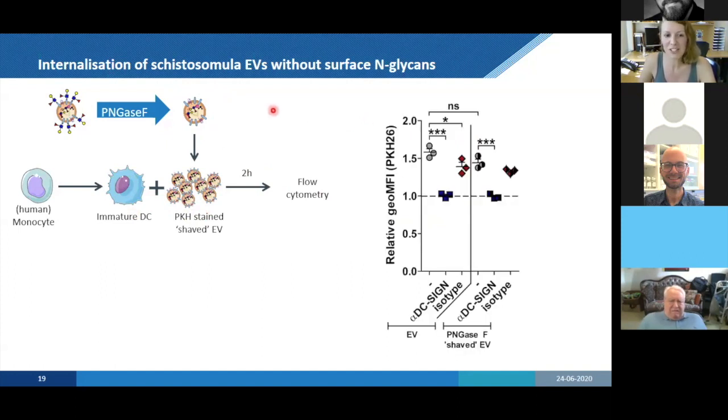And interestingly, on the left side we have the control EVs that are not shaved, and on the right side we have the data from the shaved EVs. And as you can see, there's only a really mild, definitely not significant, reduction in EV uptake when you cleave away these N-glycans on the surface. And interestingly, these EVs were also still blocked in uptake when you inhibit DC-SIGN.